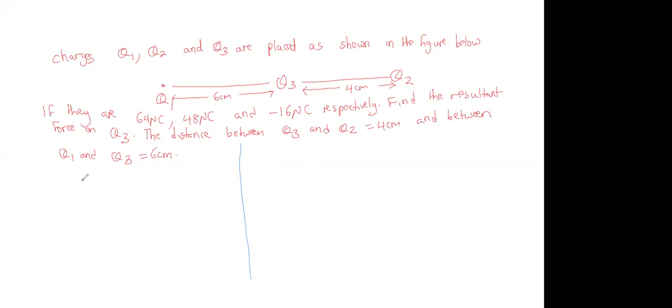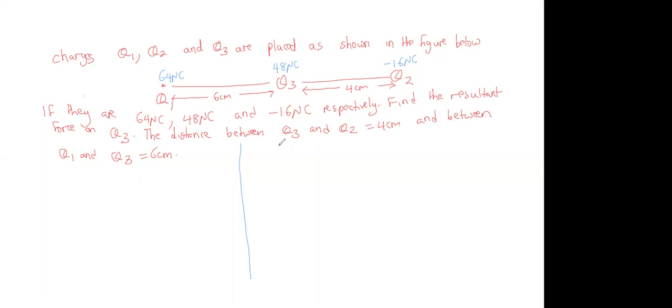So the first thing I'm going to do, I'm going to first summarize our question. They're telling us that this charge here has 64 microcoulomb. Q3 has 48 microcoulomb, and this one has negative 16 microcoulomb. What are they interested in? They are asking us what is the resultant force? Resultant means like what is the total force? Now, how do we obtain that?